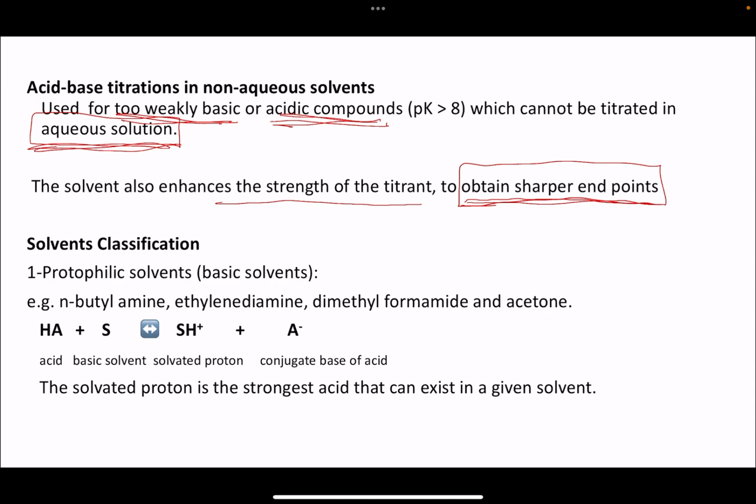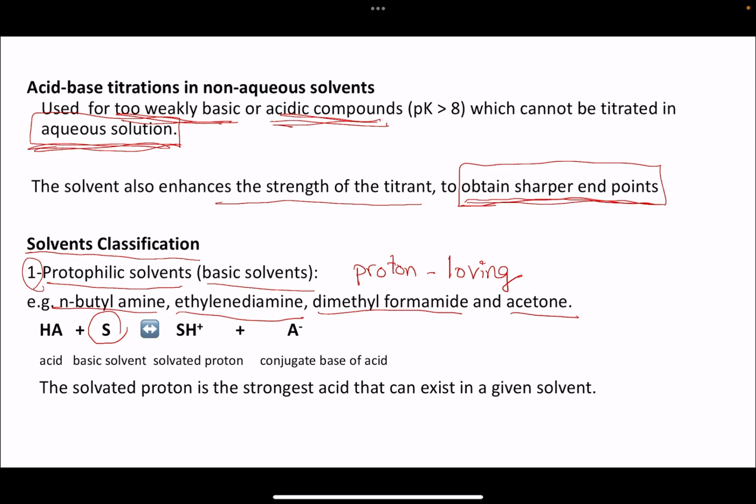The solvents used in this type of titrations are classified into four main types. The first type are the protophilic solvents. These are basic solvents. The name protophilic means proton loving. Proto is proton and philic means love or loving species. So they are proton loving, so they are basic compounds. The examples we are studying are N-butylamine, ethylene diamine, dimethylformamide, and acetone.